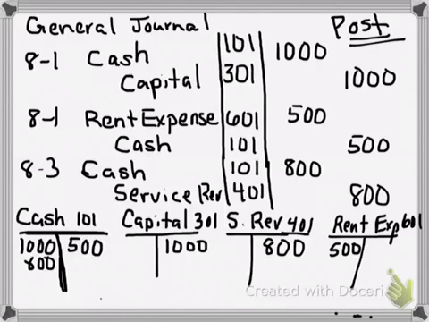When we finish with all of our entries and we finish posting all of our entries, what we will do then is go in and balance our accounts. By balancing these accounts, we would take this cash, and the debit side would have 1,800. The credit side would have 500. The capital is already balanced out, the revenue is already balanced out, and the rent expense is balanced out.